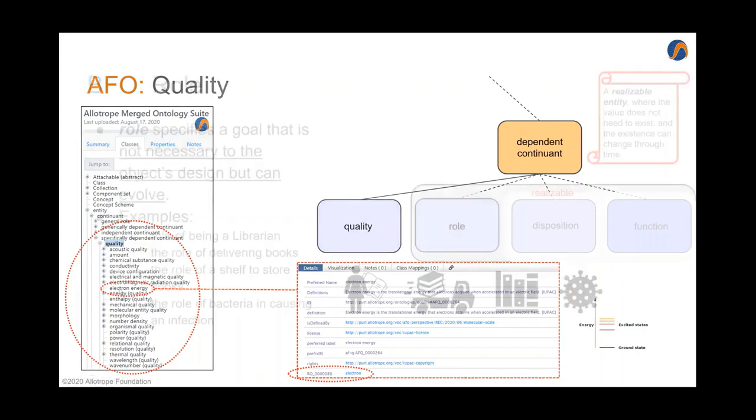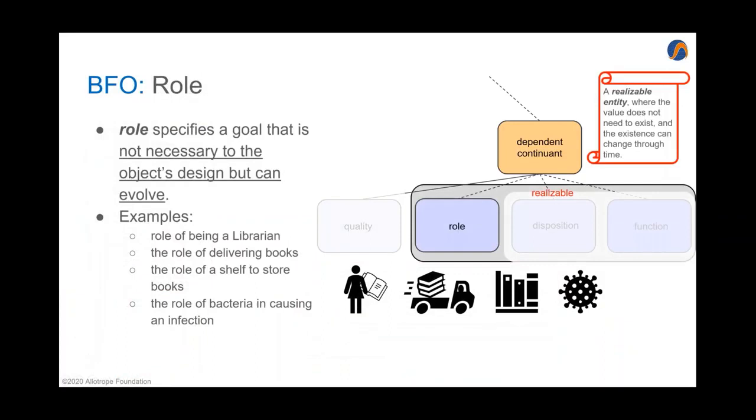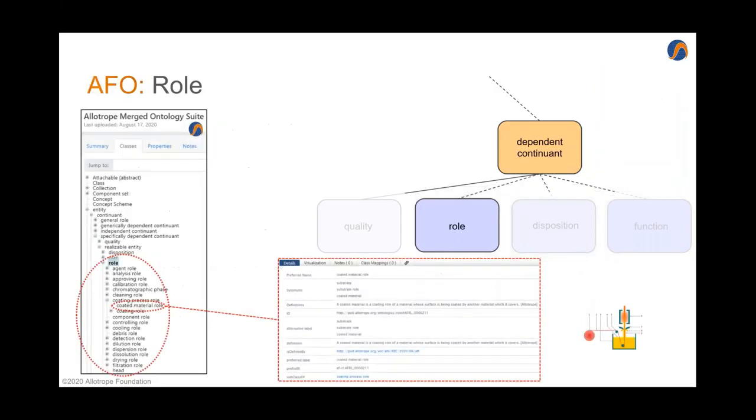And now let's move into a realizable entity, such as role. Role specifies the goal that is not necessary to the object design, but can evolve. For example, the role of being a librarian, the role of delivering books, the role of a shelf to store books, the role of a bacteria in causing an infection. And let's look at the AFO. In the AFO, we see quality, realizable entity, role. So we see agent role, analyst role, and we see even material, coded material role.